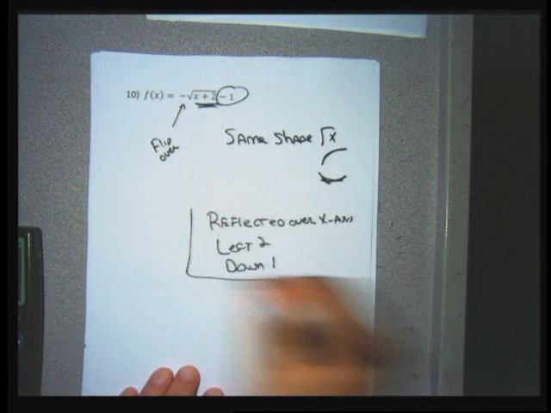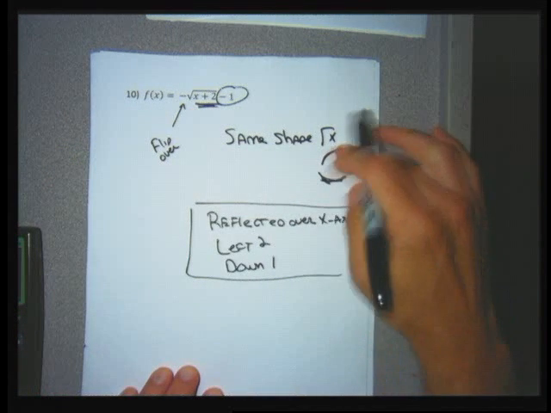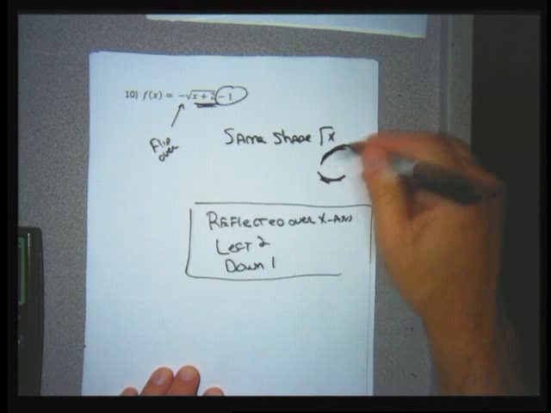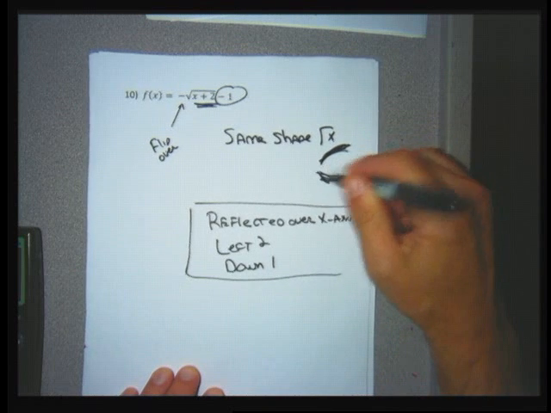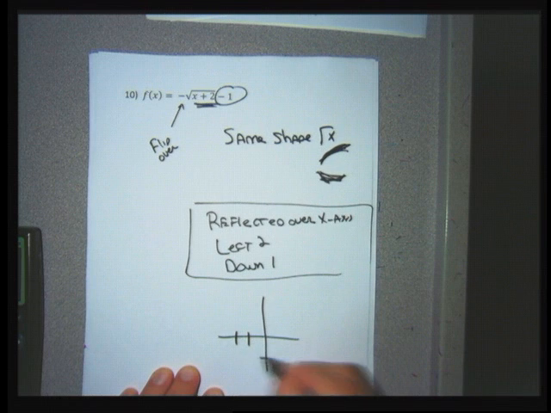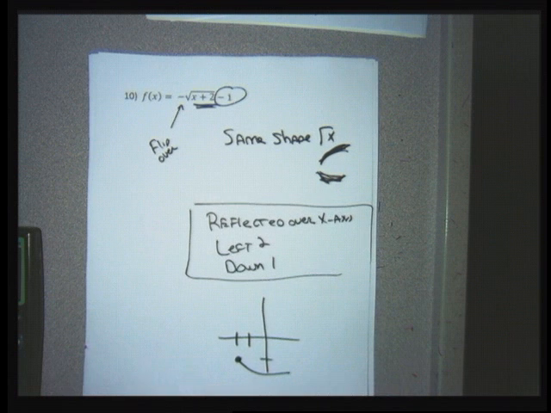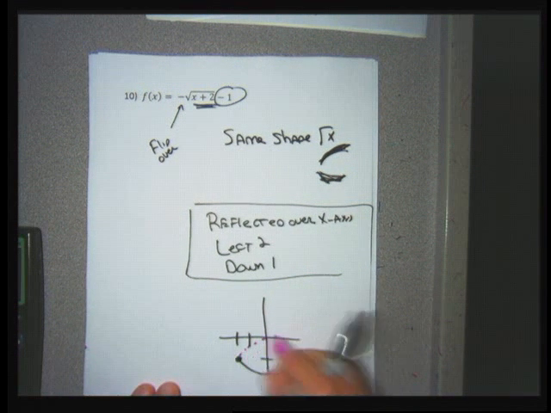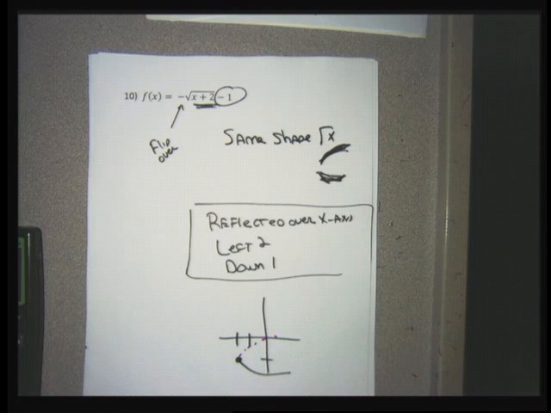So I can predict what this graph looks like. Instead of a half parabola on its side opening like that, it's going to open like that because of the negative. It's going to go left 2, down 1, and it's going to look like that as opposed to like that because it's going to be flipped over.